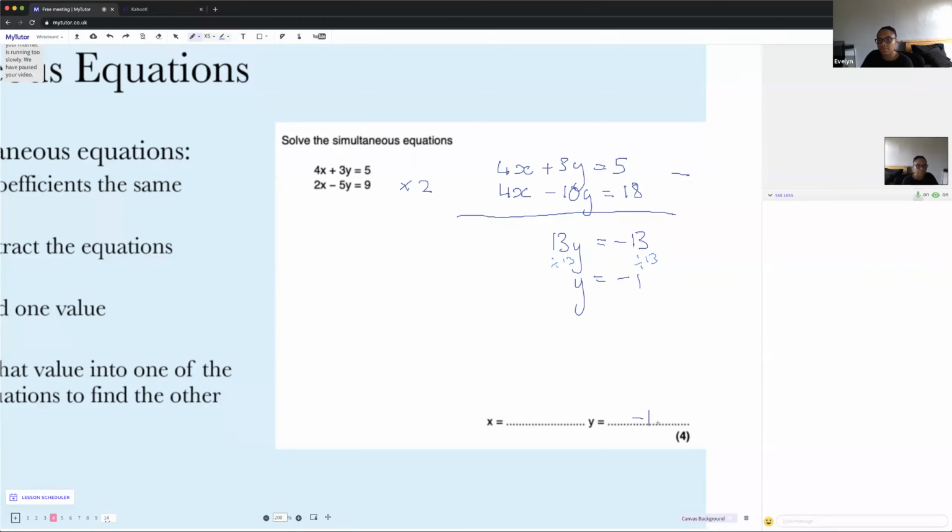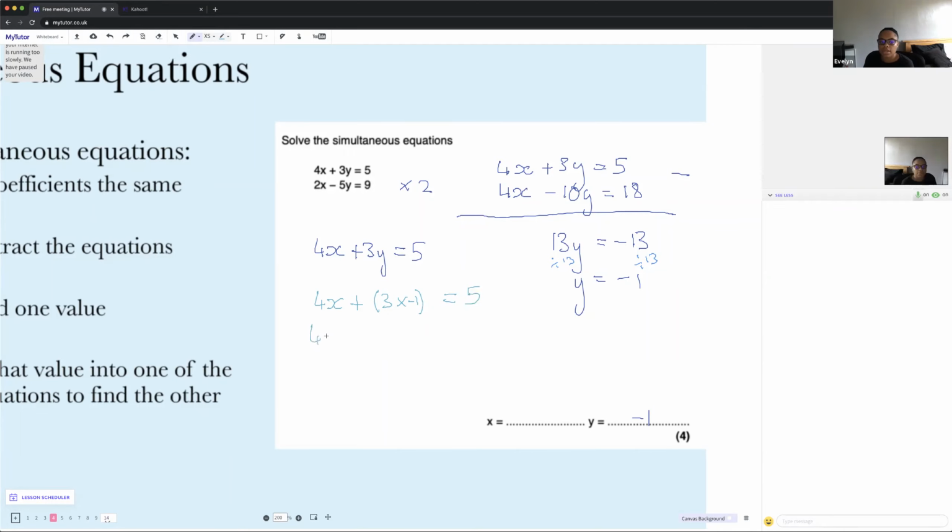Now, we still have to figure out what x is. So this is the last step. What we can do is take any one of those equations, whether it's the top one or the bottom one, it doesn't matter. Let's say we take the top one. We've got 4x plus 3y equals 5. Now, I want to substitute in y equals minus 1 so that I can figure out what x is going to be. So 4x plus, and then remember, put your calculations in brackets. So we've got 3 times minus 1, because y is minus 1, equals 5.